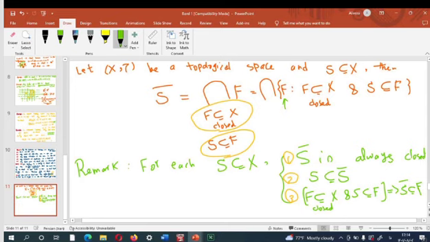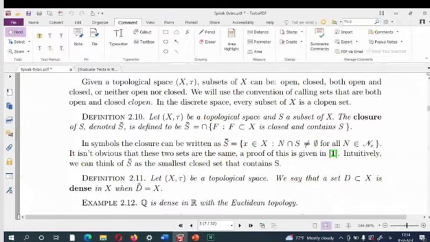So these three properties say that S bar is closed, contains S, and is smaller than any closed set that contains S, that we see in this. S bar is the smallest closed set that contains S.